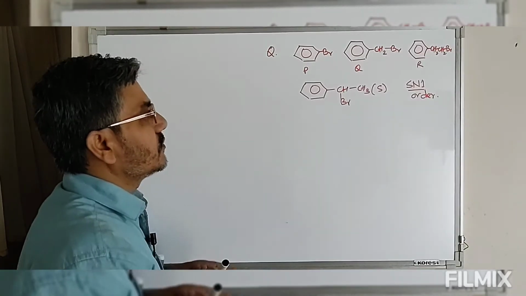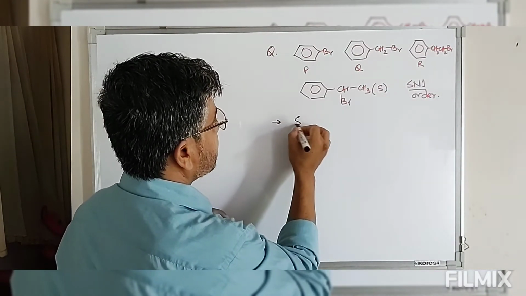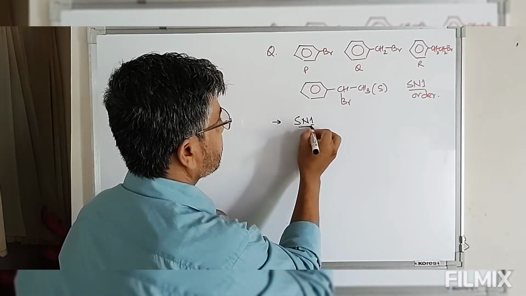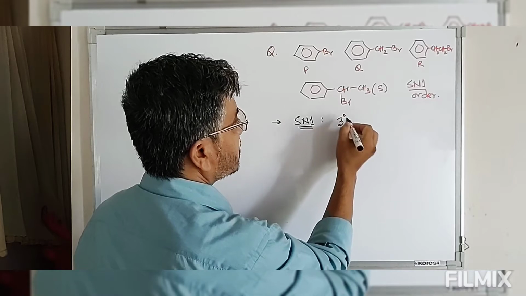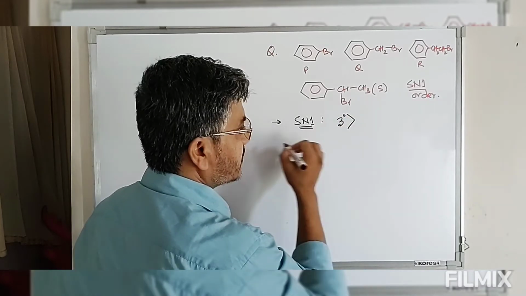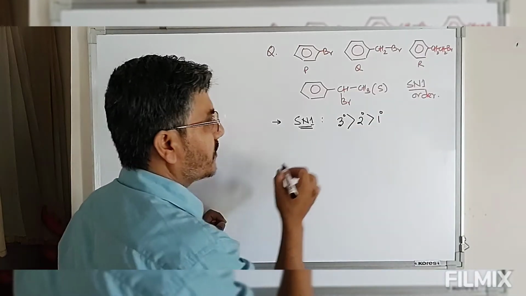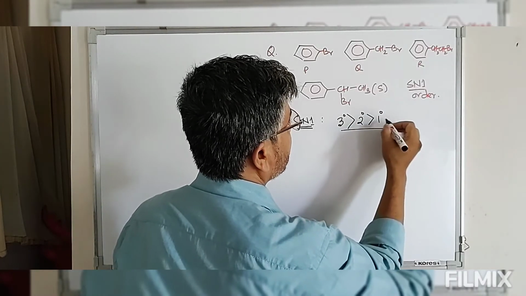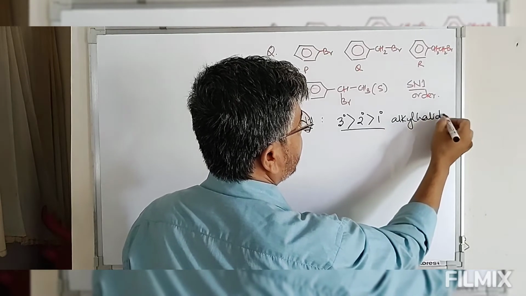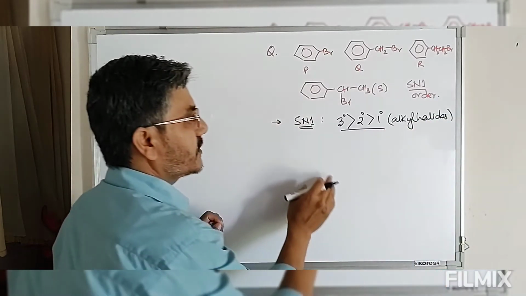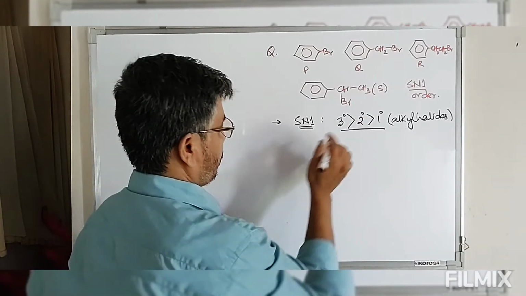Now, first of all, we need to find the order of SN1 reaction. For SN1 reaction, the general order of reactivity is tertiary alkyl halide is more reactive than secondary, which is more reactive than primary. This is for alkyl halides. If we have alkyl halides, then the reactivity order has to follow tertiary greater than secondary greater than primary.